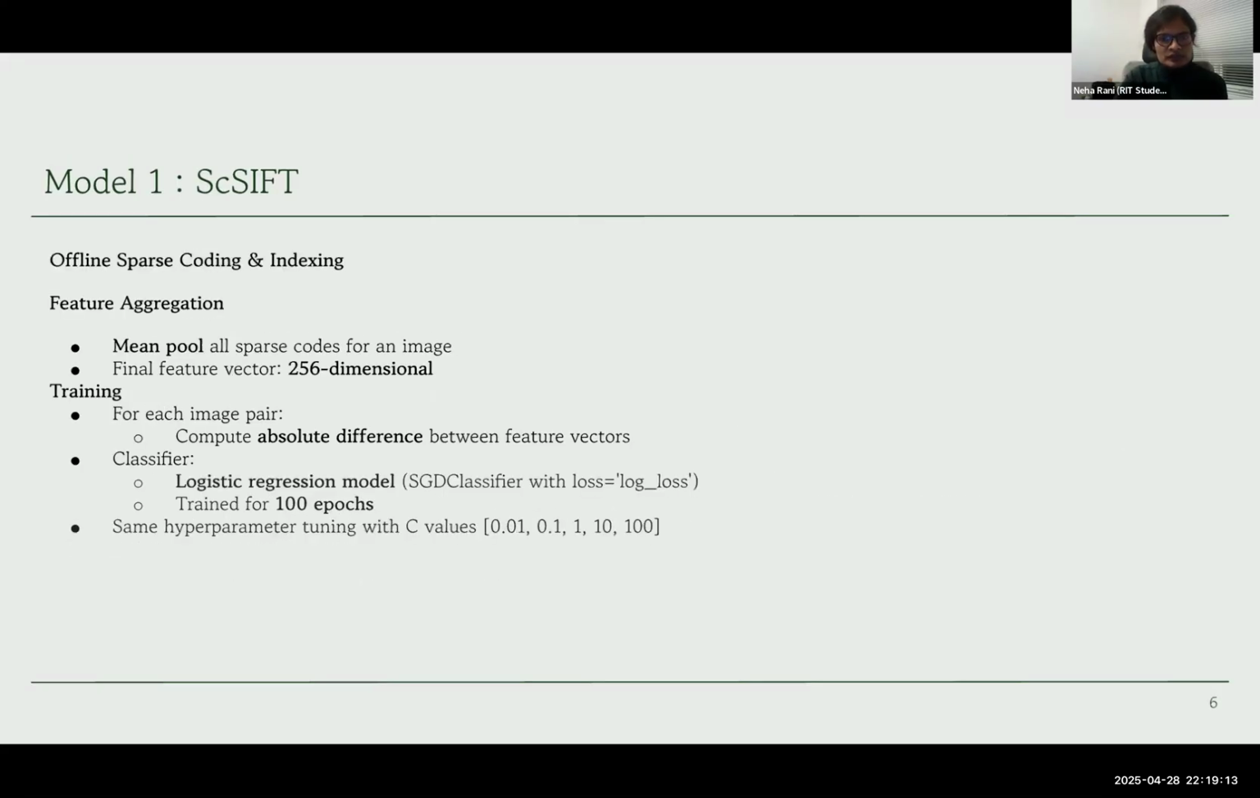Next slide, please. So then the offline sparse coding and indexing is in the ScSIFT method. About the feature aggregation, we take the mean pool, or a mean, of all these sparse codes for an image, and the final feature vector is 256D. And about the training, for each image pair, we compute the absolute difference between feature vectors. And about the classifier, we have used the logistic regression model, SGD classifier, with loss equal to log loss. And it has been trained for 100 epochs. And the hyperparameter tuning is the same for both the models with the C values 0.01, 0.1, 1, 10, and 100. Next slide, please.